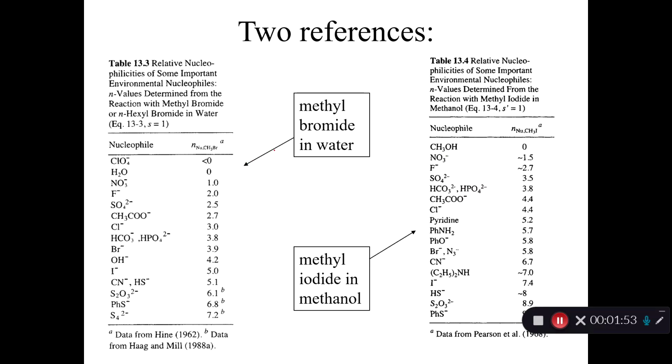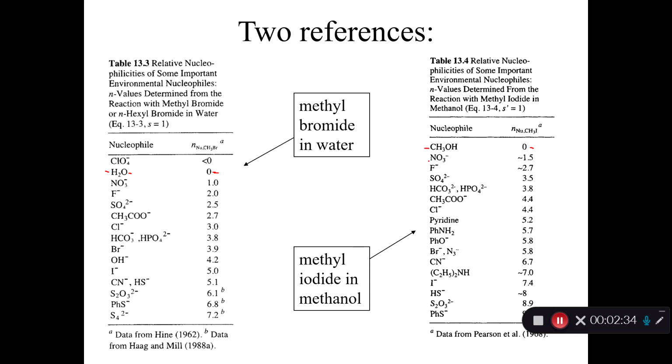So this has been done for two references, one using methyl bromide in water and the other using methyl iodide in methanol. And you can imagine, you get slightly different numbers in each of these two systems, but they're not that different. So here water is the solvent, so the solvent is defined as having a nucleophilicity of 0, but here the methanol is the solvent, so again the solvent is defined as having a nucleophilicity of 0, and then you go in increasing strength of the nucleophile as you go down these tables.